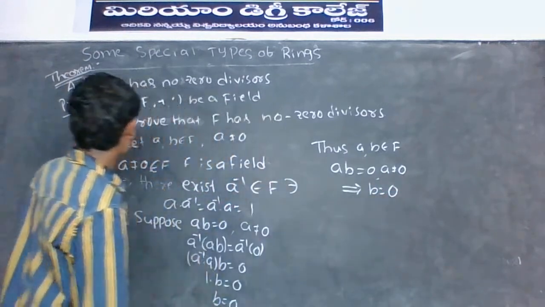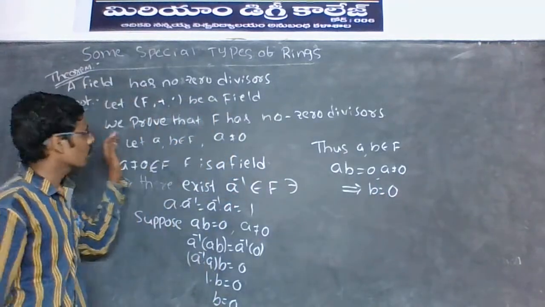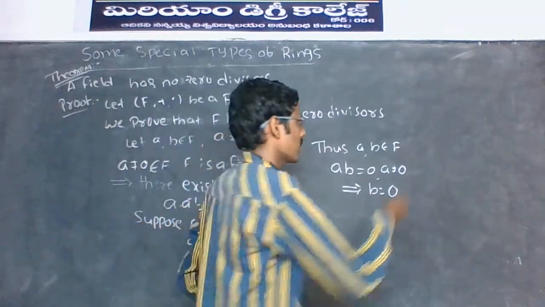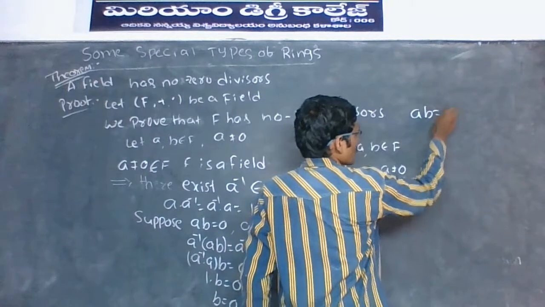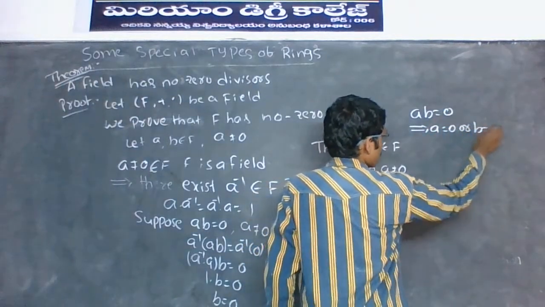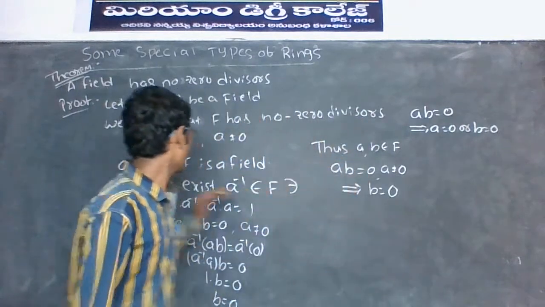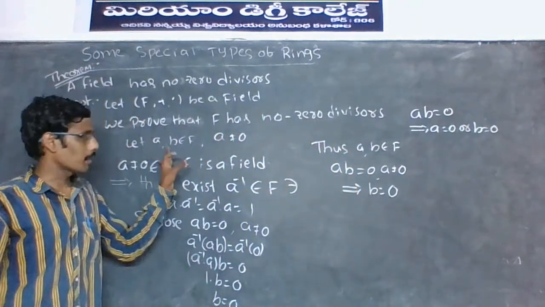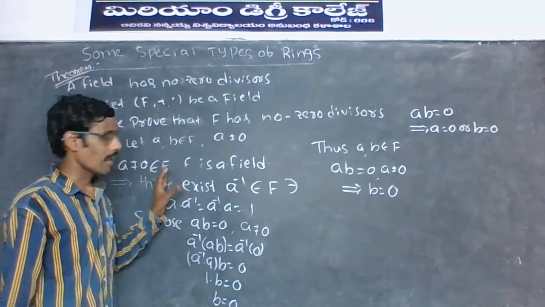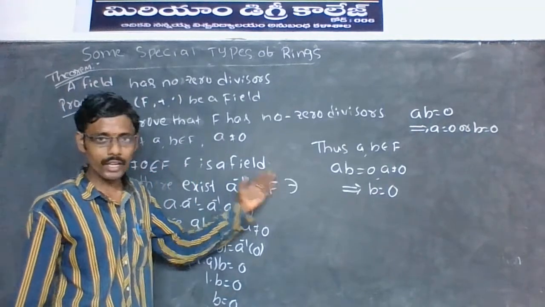We prove that. Let (F, +, ·) be a field. We prove that F has no zero divisors. Definition of zero divisors: AB is equal to 0 implies A is equal to 0 or B is equal to 0. So, we prove that for A, B belongs to F, A not equal to 0, and F is a field.